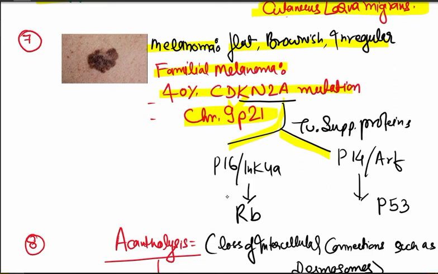So what is the function of this gene? It produces p16 and p14. Both of them are tumor suppressor proteins. P16 is also known as INK4A, and P14 is also known as ARF. P16 acts on the retinoblastoma RB gene, and P14 acts on P53.